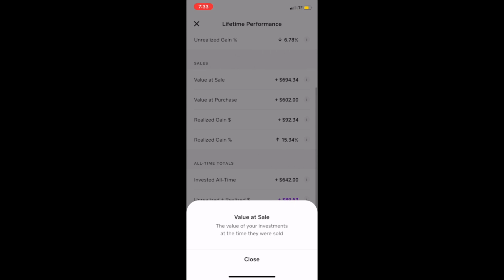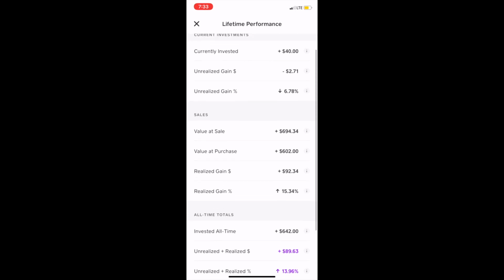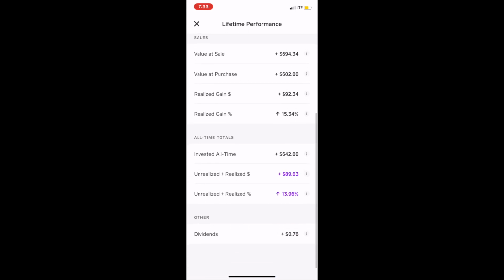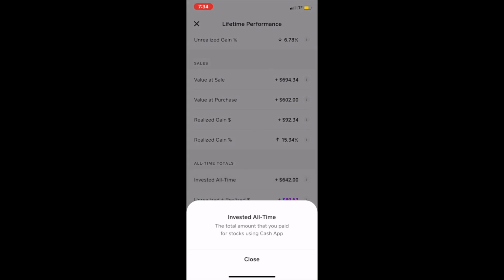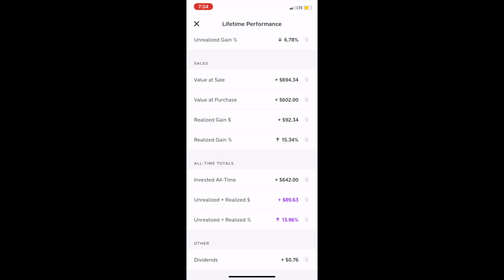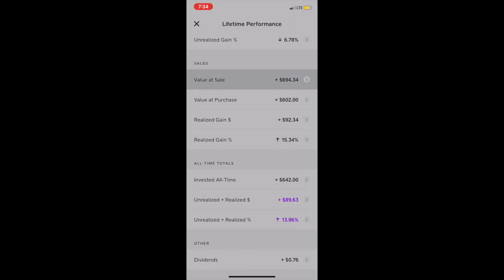Sales, in total, I have sold $694.34. I purchased 602, and my realized gain is $92.34, which means my lifetime performance, I've made almost $100 investing on Cash App, which is really cool because I have never invested like $100 at a time into one thing. I really just be putting in as much as I want and then cashing out when it goes up. All-time investing is 642. So this is outside of fees. This is the value at the sale, and then I paid fees on that, so that's why this is less here.